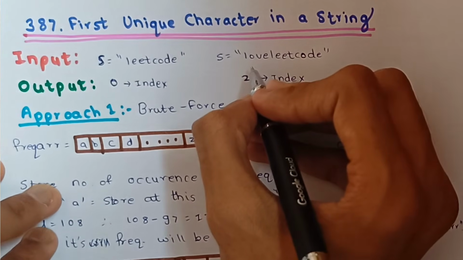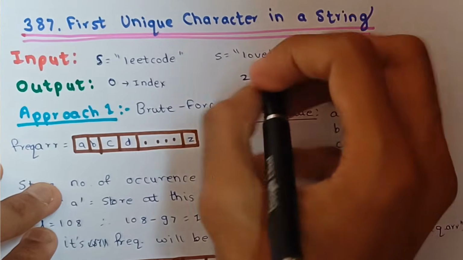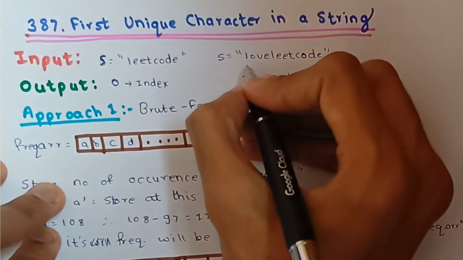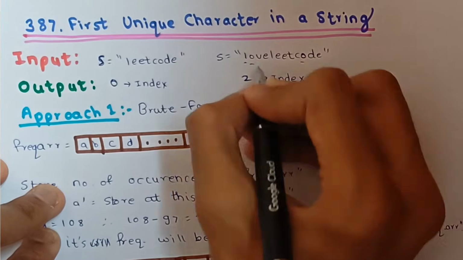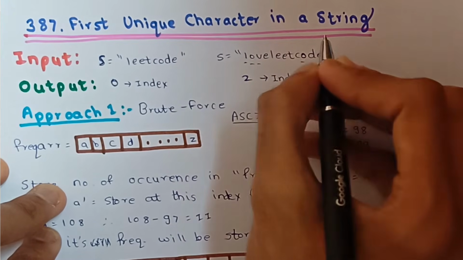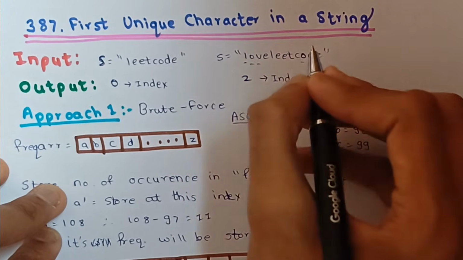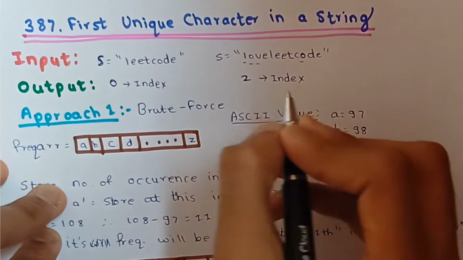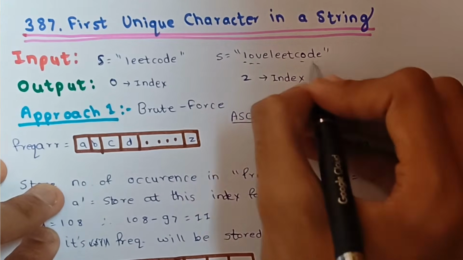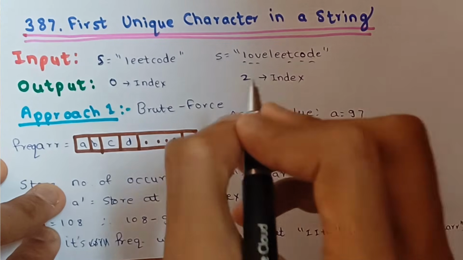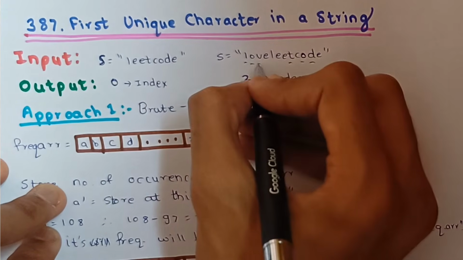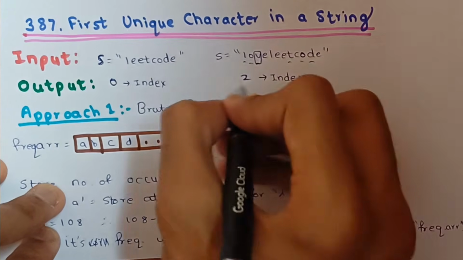This is example number 2, which contains "loveleetcode", and I will explain this problem statement. L is repeated, so it is not unique. O is also repeated, so it is not unique. V is not repeated, and it is the first unique character, so we have written its index 2. You can find T is also unique and D is also unique, but we have to find the first unique character. So the first unique character is V, and we have written its index 2.